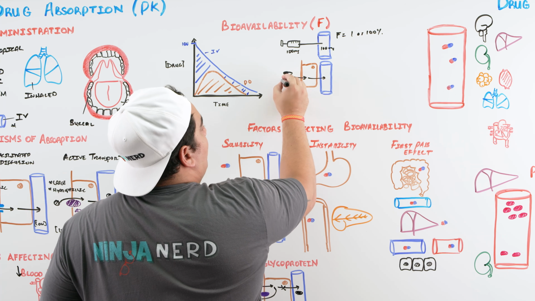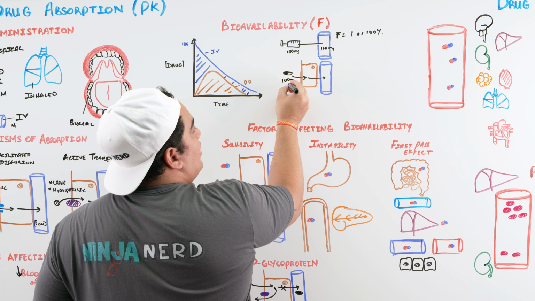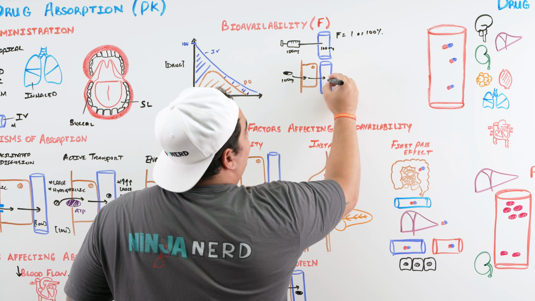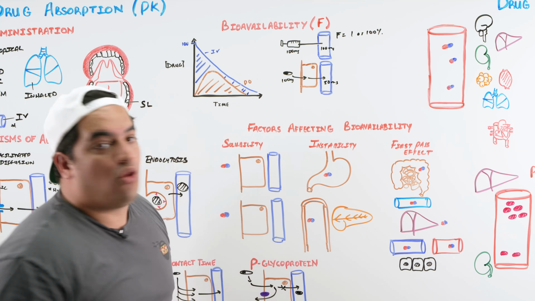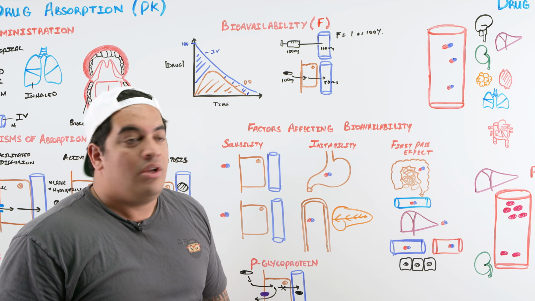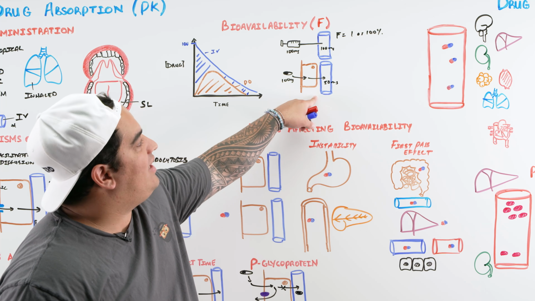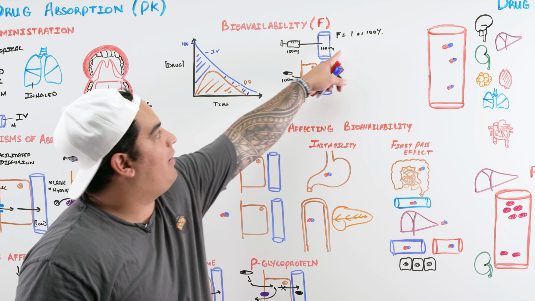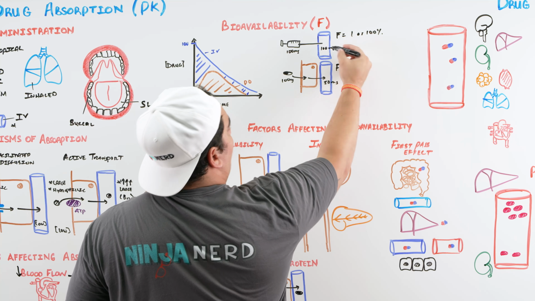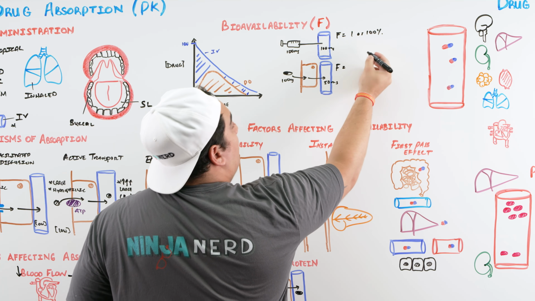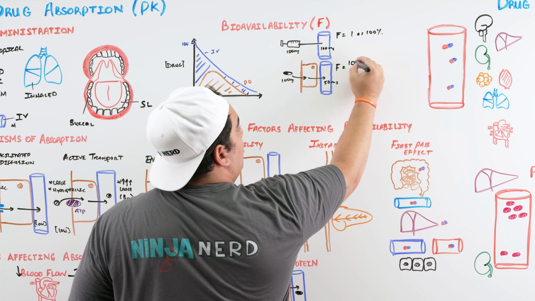So maybe you give 100 milligrams of this drug orally, and you know what? Only 50 milligrams of that drug gets absorbed into the systemic circulation. So when you do this, you have to take into consideration what it would be if I were to compare this. Now, if I were to give this IV, the bioavailability of this drug would be 100 milligrams, right?